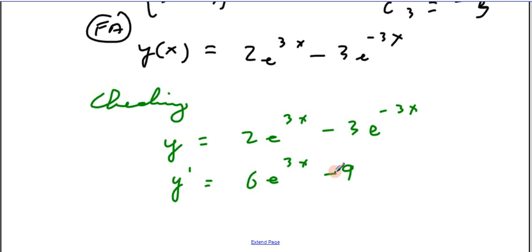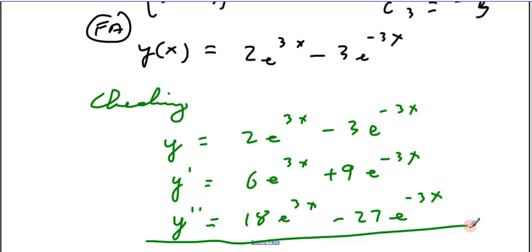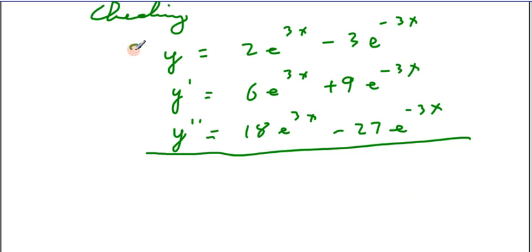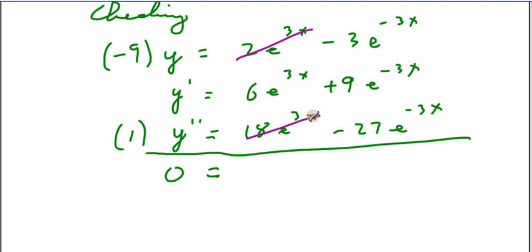Wouldn't that be good? And then it wouldn't check, and then we'd have to go back and figure out what we did wrong. 18e to the 3x minus 27e to the minus 3x. Okay, and we want 9 minus 9, the original guy, and one of that guy, and when we get done, we best have 0, otherwise we're not going to be happy. There's minus 18, there's plus 18, that's a 0. There's plus 27, there's minus 27, so that's 0. Check. It checks. So that's good, we like that. I hope we can find a more difficult problem to do. Let's see, how about number 6?